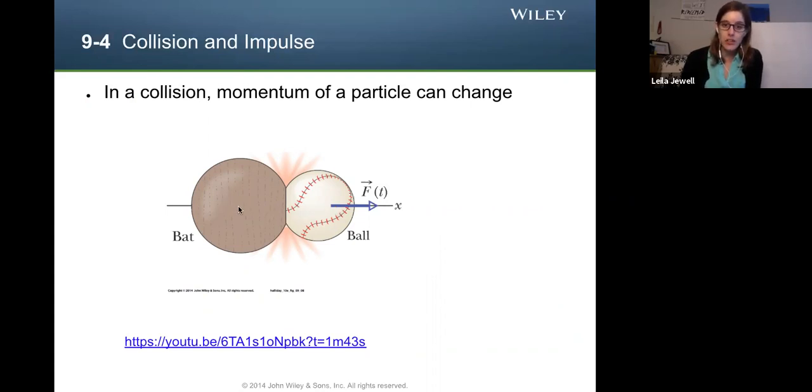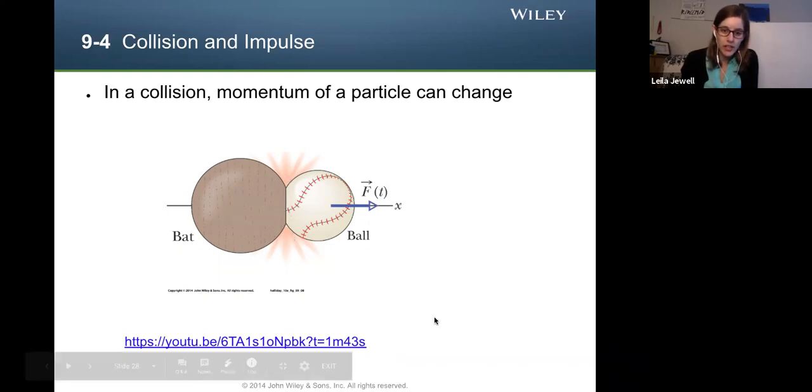The bat exerts a huge amount of force on the ball, so that the ball that's initially being thrown perhaps 90 miles per hour at the plate can suddenly be moving in the opposite direction. That takes a lot of force. You can even see that with how the ball will deform slightly. Even the bat will deform slightly during this impact.